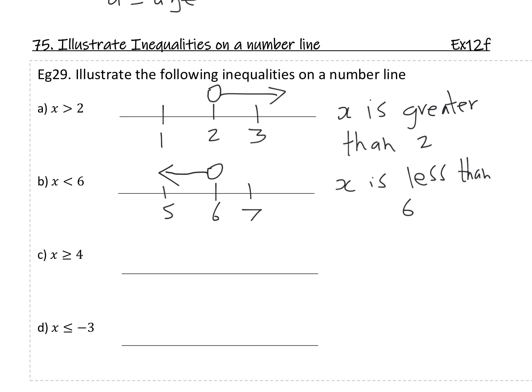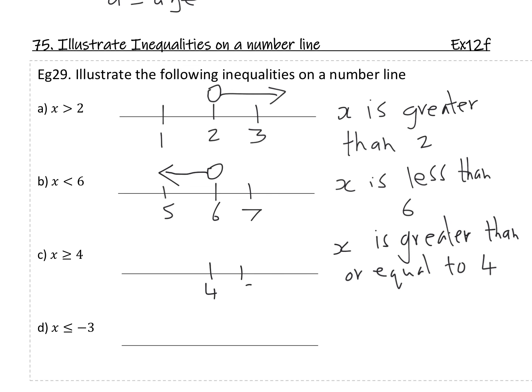Part C, we've got x is greater than, but you'll notice there's an equal sign there too, this bit here, so it's greater than or equal to the number 4. So 4 is the key point. X can be greater than, so any number above 4, but also equal to, so we colour in as best you can, colour in that circle.